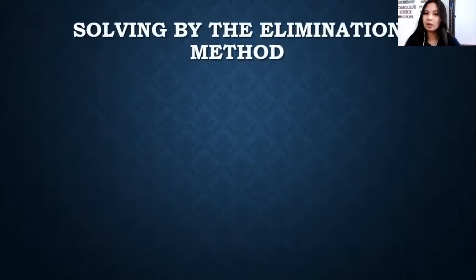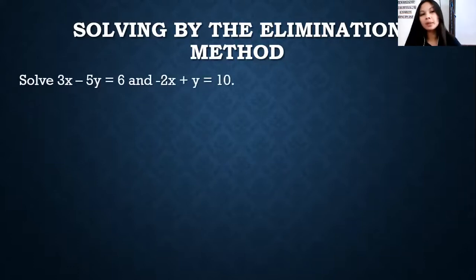So, next, the last method, we have the elimination method. So, ito, medyo komplikado siya. Kasi you need to think of a way on how to eliminate the other variable. Okay, so we have 3x minus 5y is equals to 6 and the negative 2x plus y is equals to 10. Okay? Ayan.